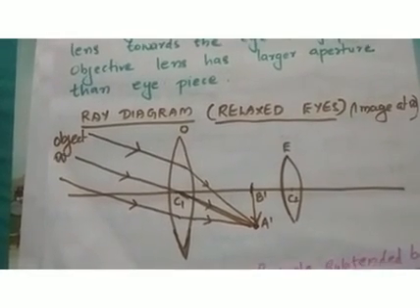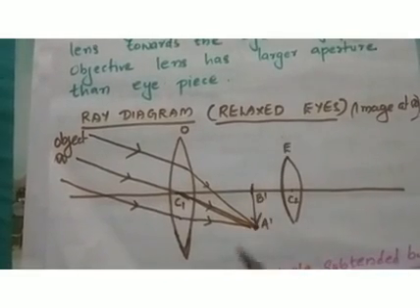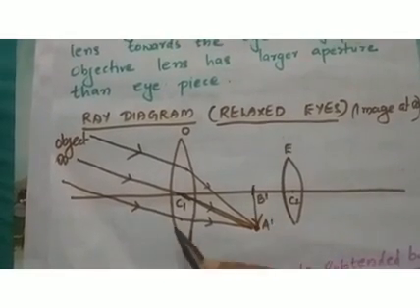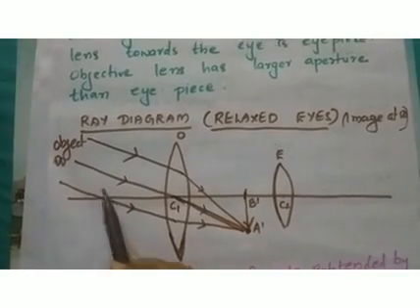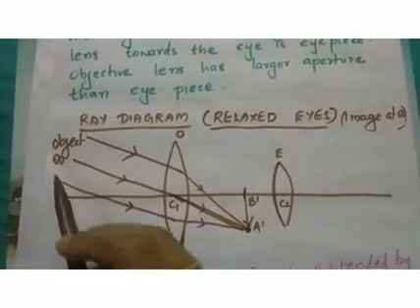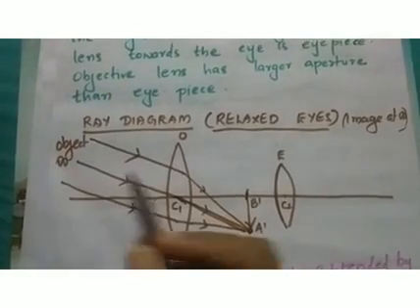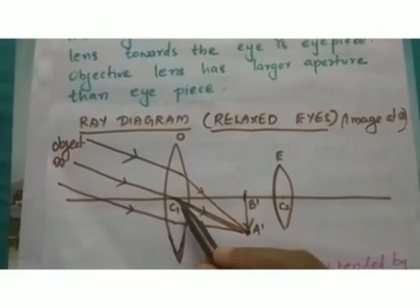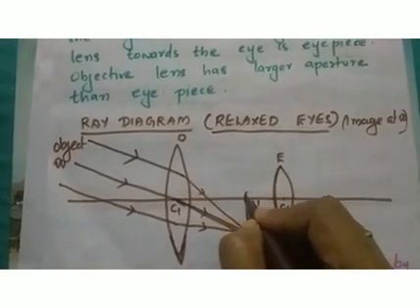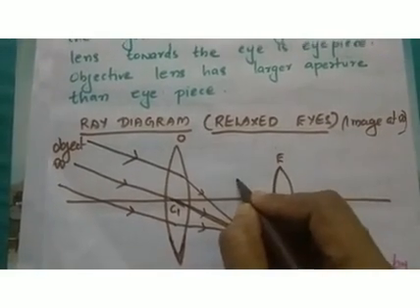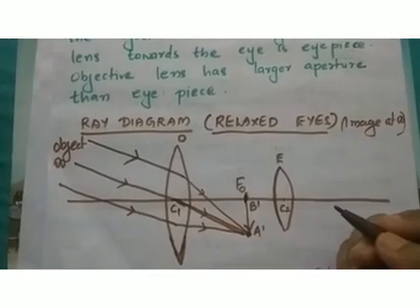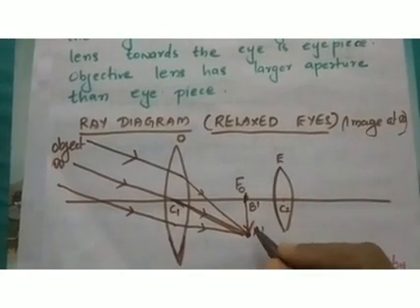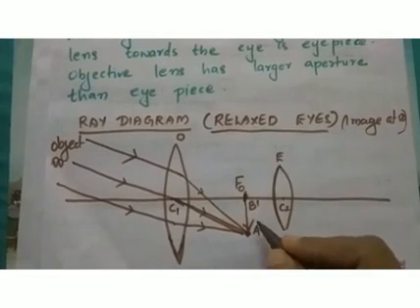Now, this point will be the focus of the objective lens, isn't it? Because in class 10 physics you had already studied, whenever the object is at infinity, the image is formed at the focus. So here our object is at infinity, so the image will be formed at the focus of this objective lens. So this point where the image is formed will be the focus of the objective lens. So F_O means focus of the objective lens, and we are getting a small inverted image, isn't it?